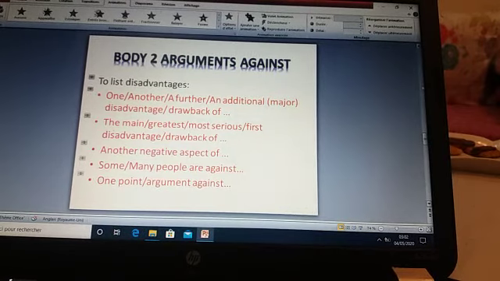Body 2, it's going to be about arguments against. So to list disadvantages, you can use the following expressions. One disadvantage of is, another disadvantage or drawback of is, a further drawback of is, or the main disadvantage of is, or another negative aspect of is, etc.